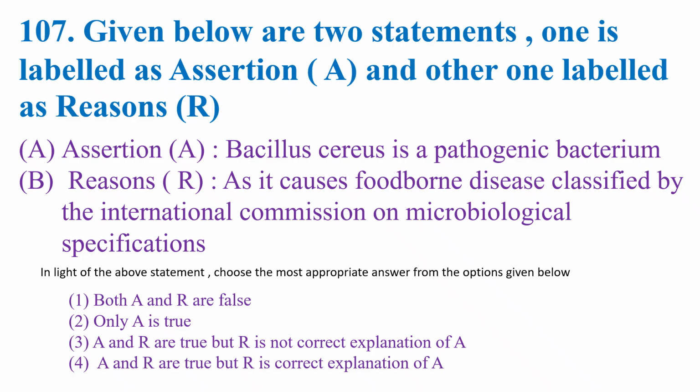Now it basically states that it causes foodborne diseases and it has been recognized and classified. So this is true and it explains why it is considered pathogenic. So this is a reason for the assertion and it is true. So the reason directly is explaining the assertion. So our correct option will be both assertion and reason are true and it is a correct explanation of assertion.